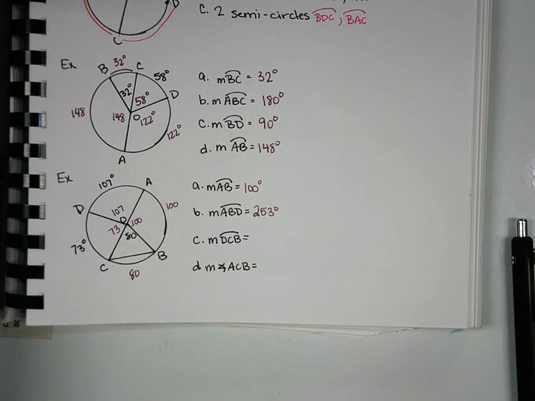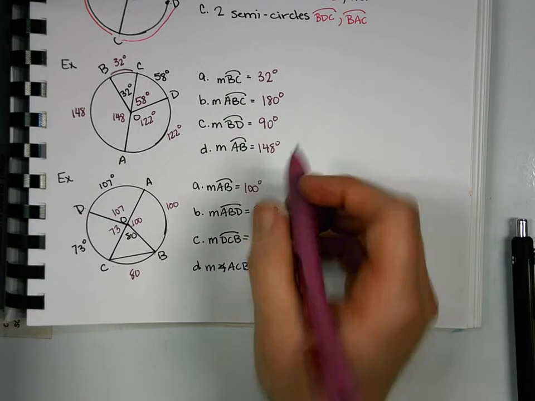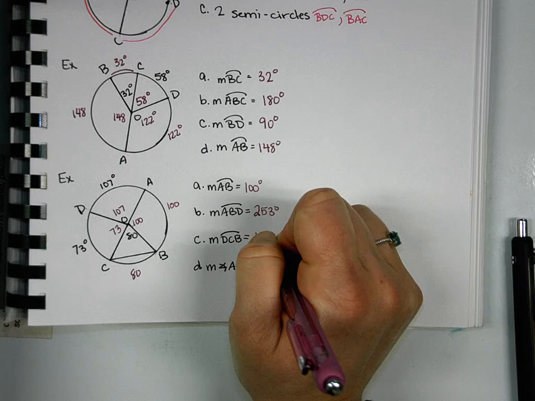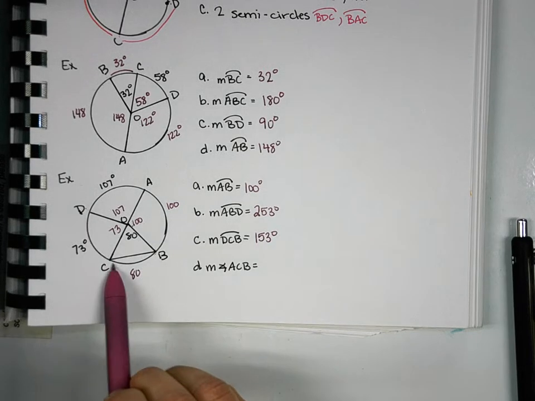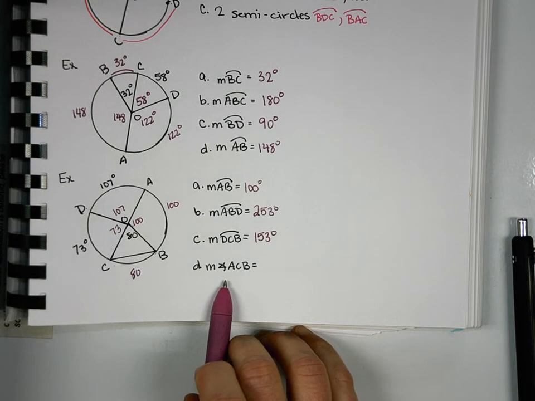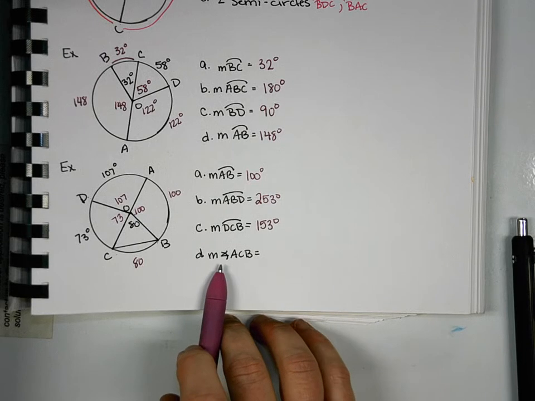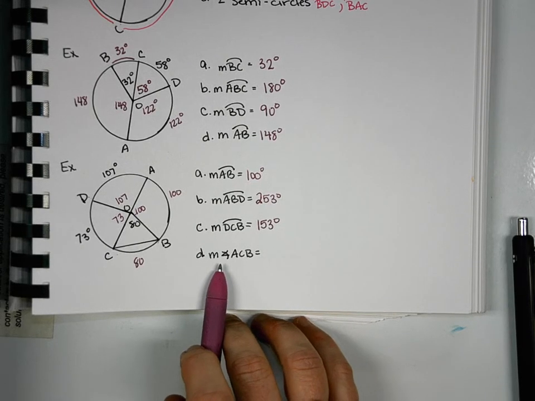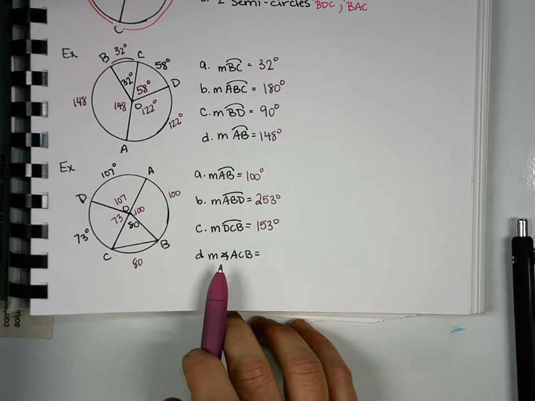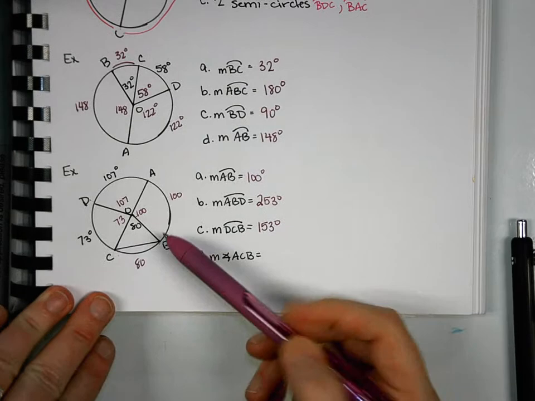Okay, what about arc DCB? 153. How'd you get 153? Just added them together. Okay, now what about this last one? The measure of angle ACB. Okay, what's different here? Are we talking about an arc? No, we're talking about an angle. So which angle are we talking about? We're talking about angle ACB. So we're talking about this one right here.